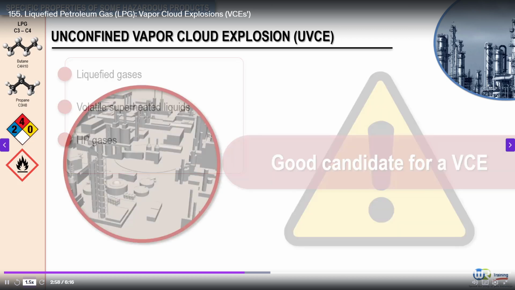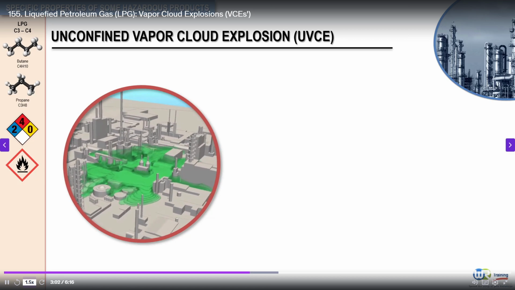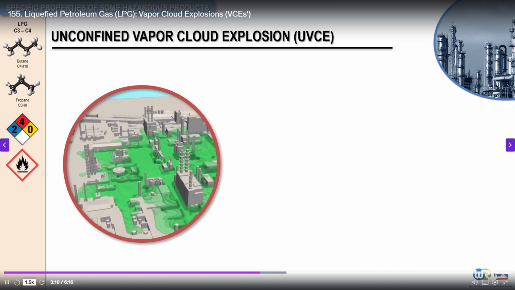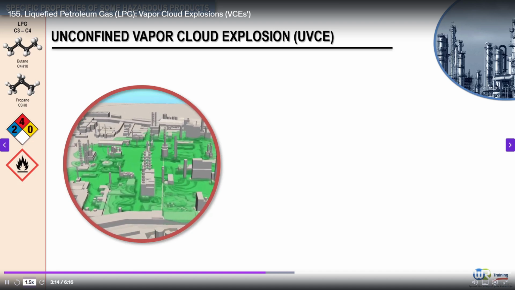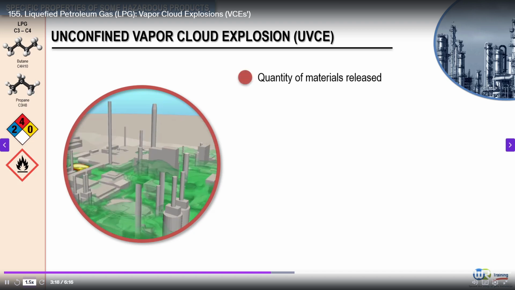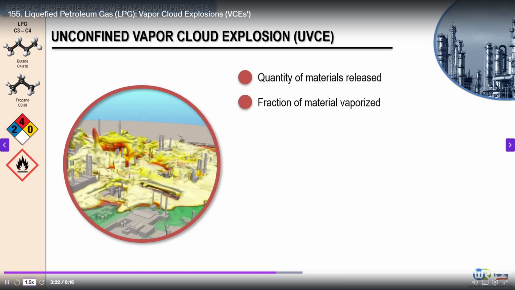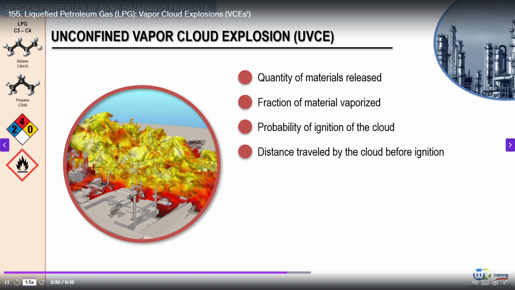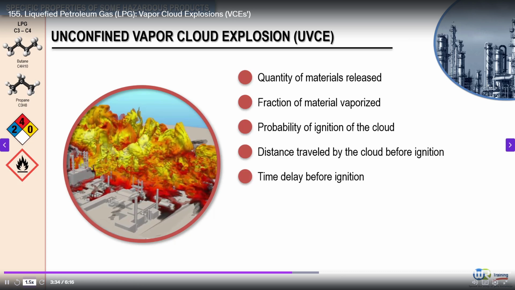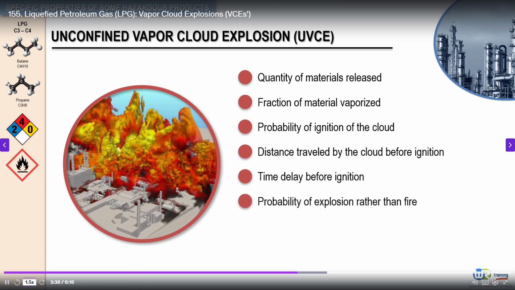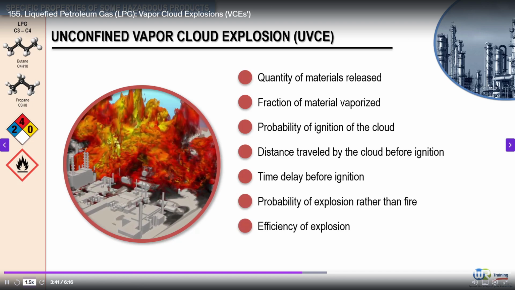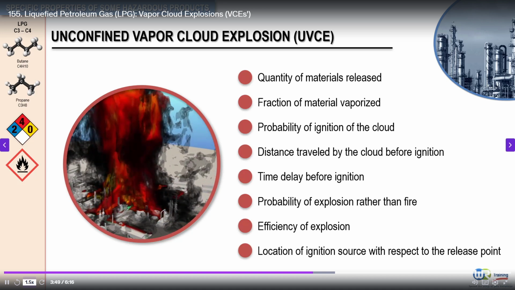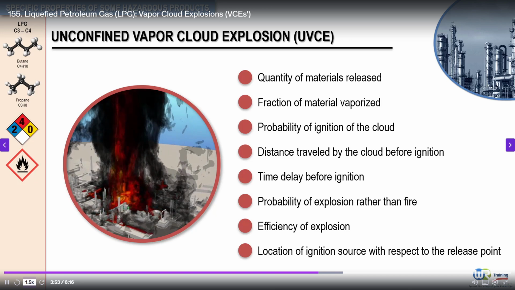VCE accidents occur under uncontrolled circumstances. Data collected from real events are mostly unreliable and difficult to compare. Some of the parameters that affect VCE behavior are quantity of material released, fraction of material vaporized, probability of ignition of the cloud, distance traveled by the cloud before ignition, time delay before ignition of the vapor cloud, probability of explosion rather than fire, efficiency of explosion if it occurs, and location of ignition source with respect to the release point. All of these parameters are discussed in detail in our separate course, Chemical Process Safety Calculations.